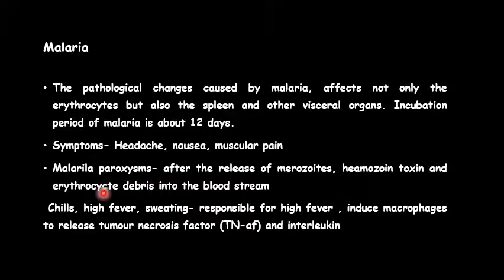So due to malarial paroxysm, what happens? The person might experience chills, high fever and sweating. So, because of that, it will lead to high fever. This will induce macrophages. Macrophages are nothing but our protecting cells, which are very essential for the survival as well as proliferation of the human body cells. So these macrophages protect the organism, and are also involved in immunity.